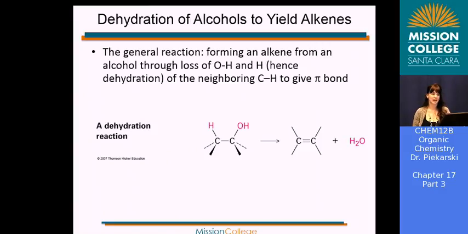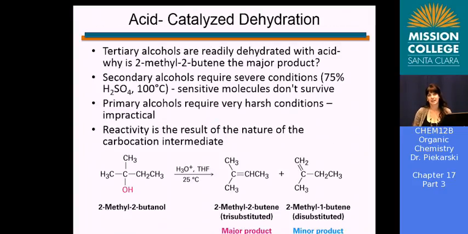Once again, we can do other reactions with alcohols. So we can not only make alcohols from alkenes, we can make alkenes from alcohols. So the other way around. This type of reaction is called a dehydration reaction. There's several ways that you can do it. One way to do it is to do an acid-catalyzed dehydration. And if you have a tertiary alcohol, this is maybe the way to go.